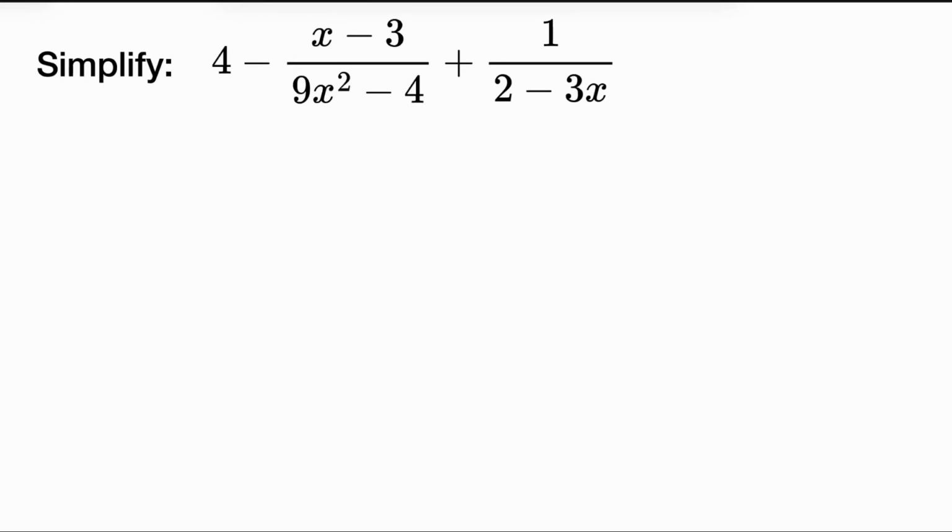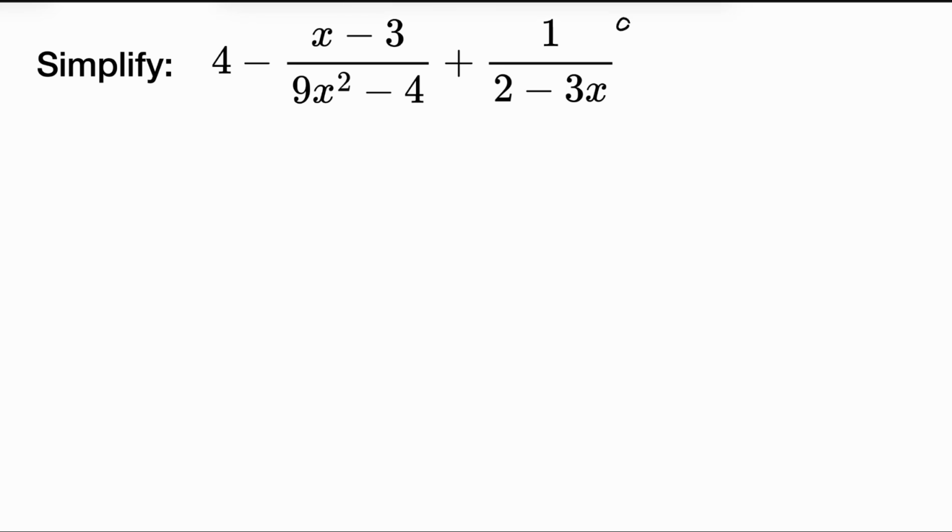Hello, in this lesson we will be simplifying this rational expression. Let's first take a look at the denominators. Here we have 9x squared minus 4, which we recognize as a difference of squares. And then we have 2 minus 3x, which can be rewritten in its opposite form. Let's go ahead and get started with that.